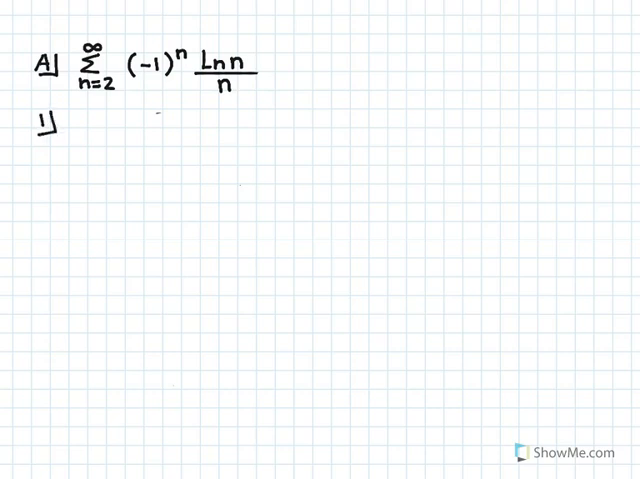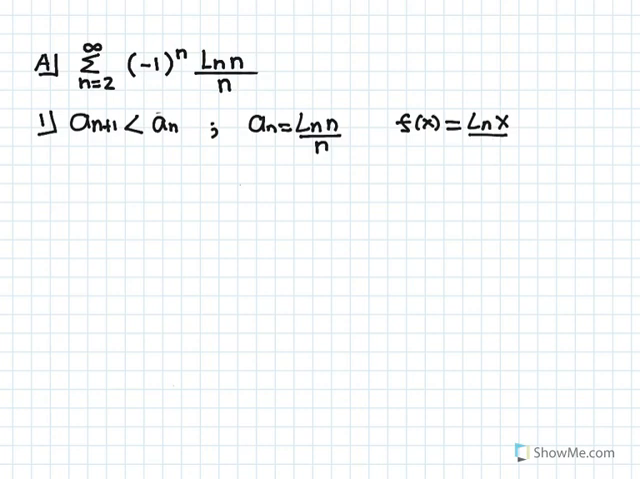Condition 1 means that the terms have to be decreasing. a_{n+1} is less than a_n. Now it's not clear that the terms given by a_n equals log n divided by n are decreasing in magnitude. So let's consider the related function f of x is equal to log x divided by x, and let's use the derivative to find out whether the function is decreasing.